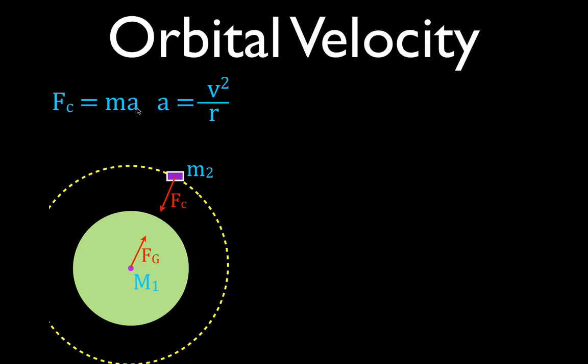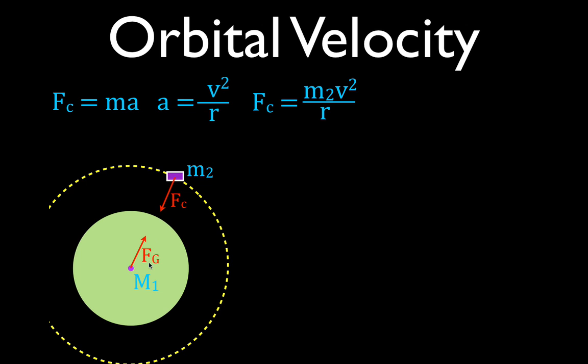Now we can combine these two equations and calculate the centripetal force by taking the mass of the object, multiplying by the square of the velocity, and then dividing by the radius of the curved path upon which it is moving. So this is the equation for the centripetal force.